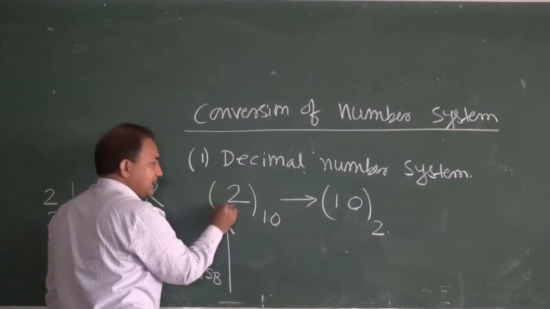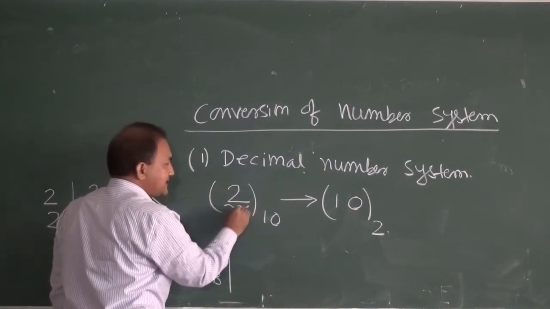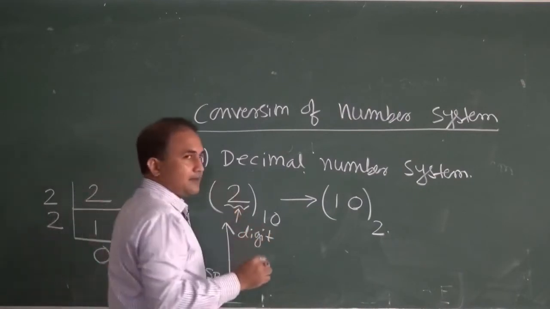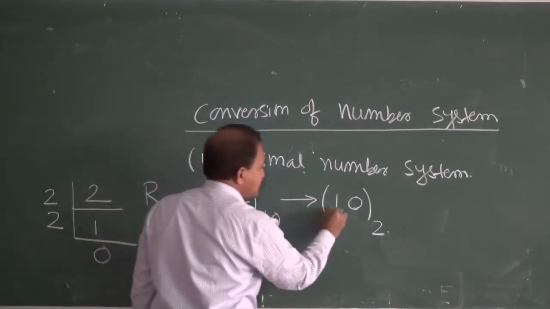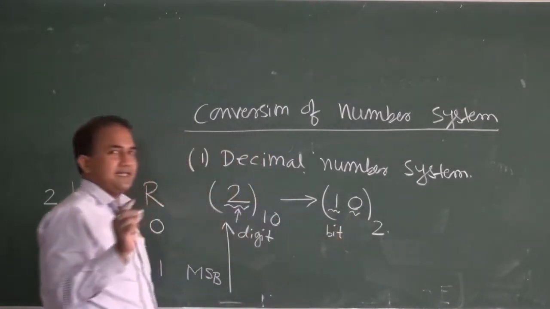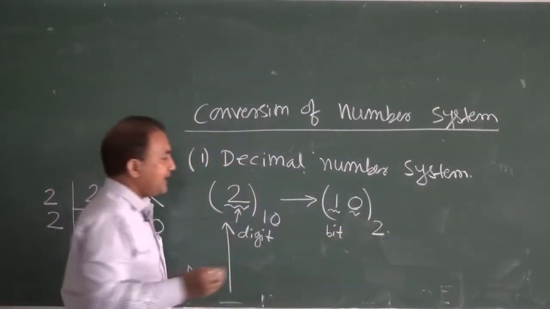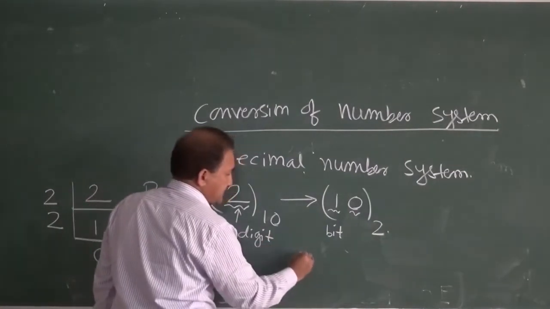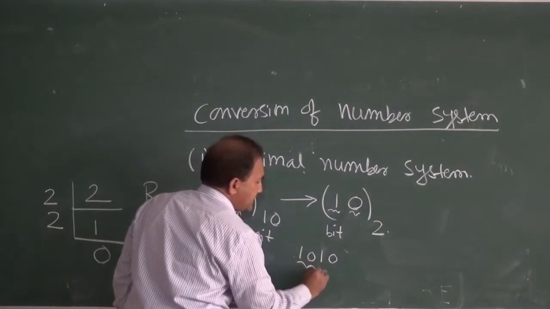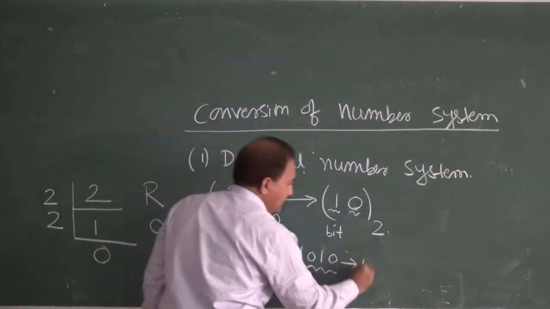In a decimal number, its symbol is known as a digit. In a binary number, its symbol is known as a bit. You have to remember this. And a combination of 4 bits, suppose 1010, is known as a nibble.